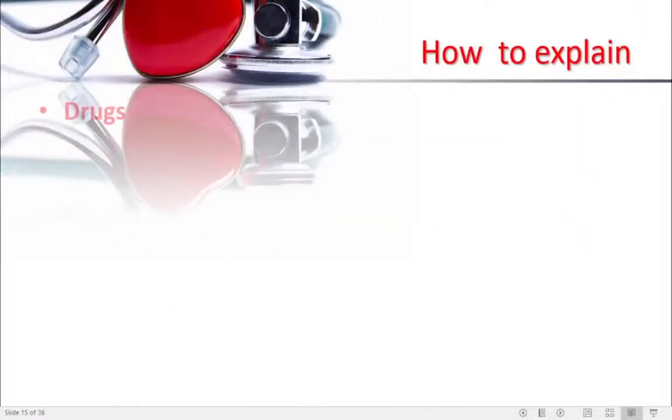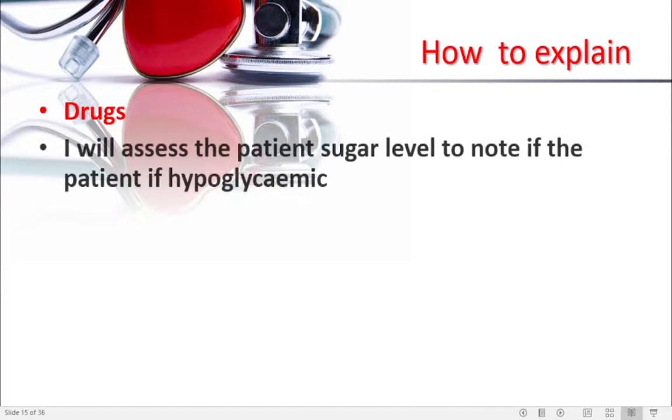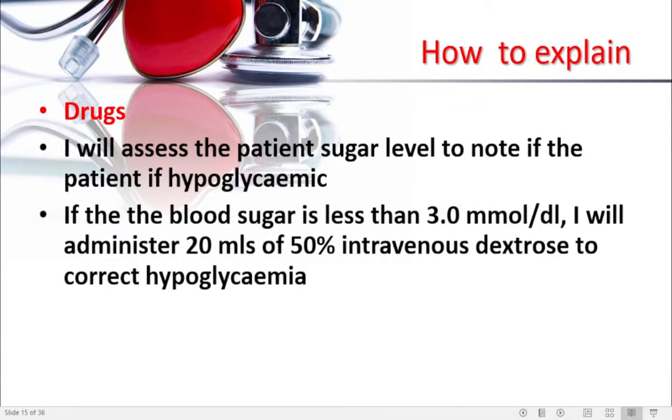That being done, we go to drugs. So this patient is also losing literally all the nutrients, carbohydrates involved as well. So meaning the patient is also going to be in a state of hypoglycemia. So I will assess the patient's sugar level to note if the patient is hypoglycemic, and if the blood sugar is less than 3.0 millimoles per deciliter, I will administer 20 ml of 50% dextrose to correct hypoglycemia.